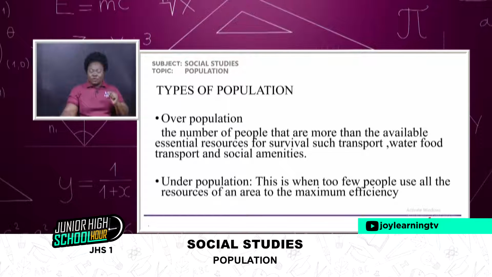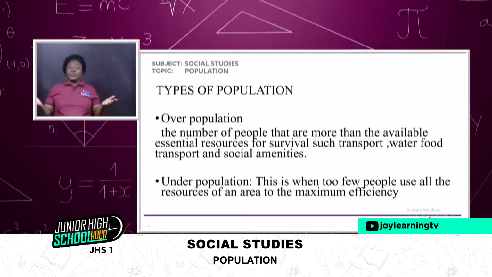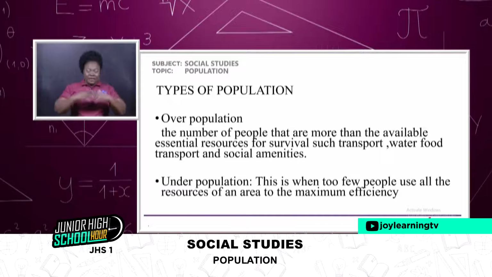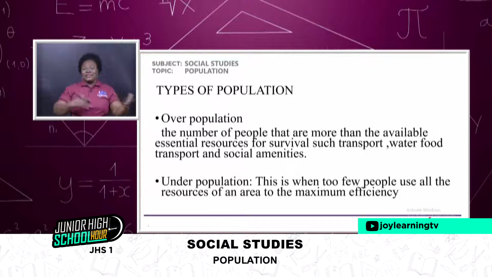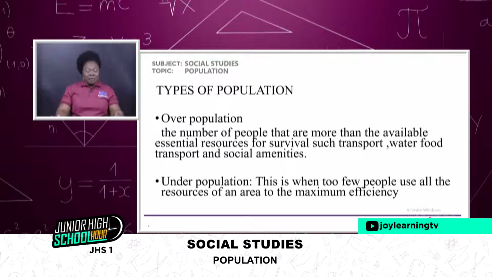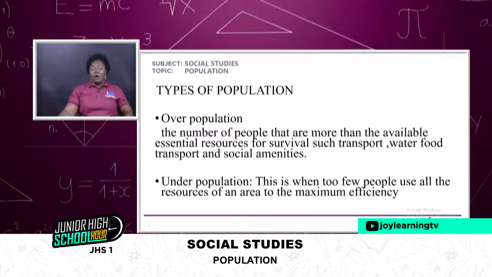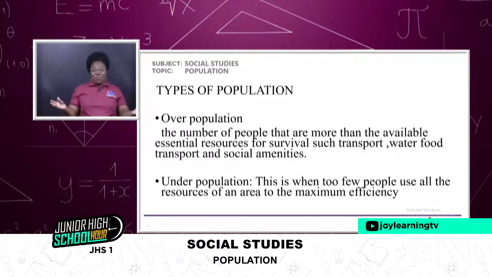Underpopulation is when too few people use all the resources of an area to maximum efficiency. So in your school, if you have only one washroom and the whole school is using it, and the school is just a few people, what happens? Everybody is able to go there more than 3 or 4 times a day. But if there's overpopulation in your school and the washrooms are only 2, just imagine. People have to be standing behind saying, hey, hurry up, because there are more people in the school and the washrooms are fewer.